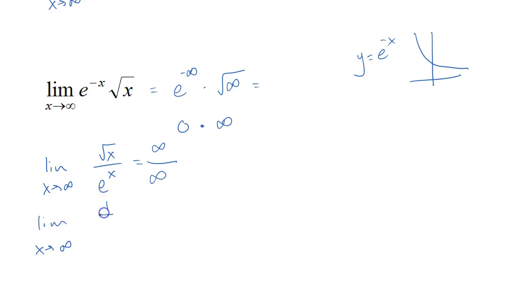Derivative of the top, 1 over 2 square roots of x divided by e to the x. And, you know, I don't like fractions in my fractions. So that's 1 divided by 2 square roots of x times e to the x. And as x approaches infinity, that denominator will get larger and larger and larger. Therefore, your fraction gets smaller and smaller and smaller, so small it will be practically nothing.